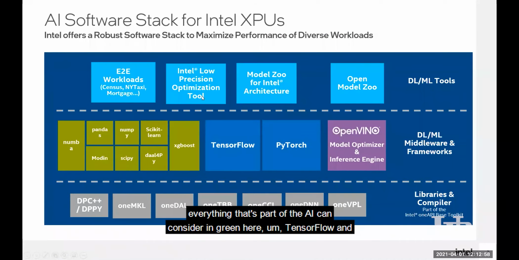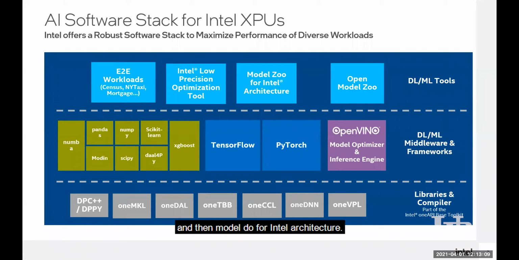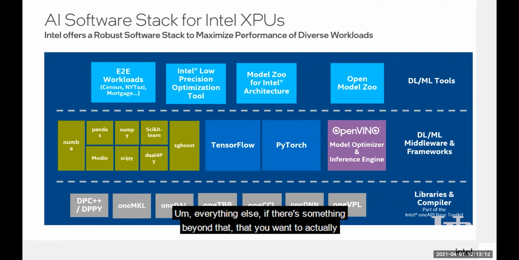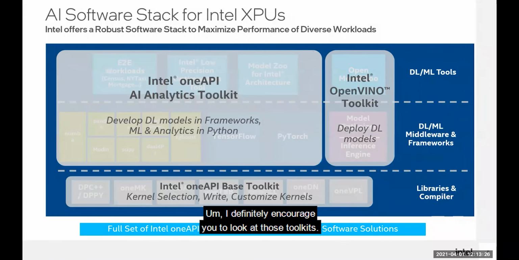As we saw with the AI kit slide, everything that's part of the AI kit you can consider in green here: TensorFlow and PyTorch, end-to-end workloads, the LPOT tool, the Low Precision Optimization Tool, and then Model Zoo for Intel architecture. If there's something beyond that that you want, to work with these libraries directly or deploy your models with OpenVINO, I definitely encourage you to look at those toolkits. However, once again, as part of the AI software provided by Intel, we're only covering the AI kit today.